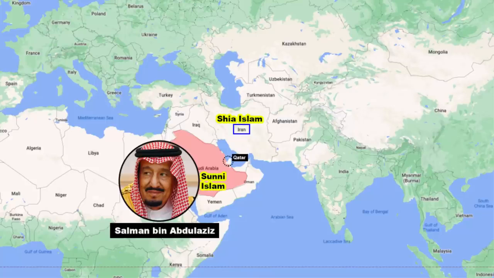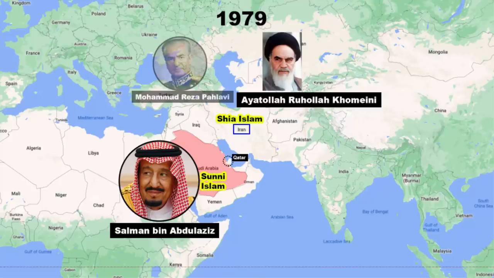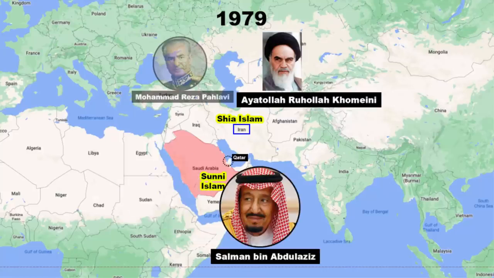But this idea was challenged in 1979 by the Islamic Revolution in Iran. In 1979, what happened was the Shah of Iran was removed by his own people and the leader fled. In his place arrived Ayatollah Ruhollah Khomeini, and he brought a new sense of purpose to establish Iran as a regional power through Shia Islam. That sent shockwaves through the Sunni Muslim world, and in particular Saudi Arabia, which had traditionally seen itself as the leader of the Muslim world.